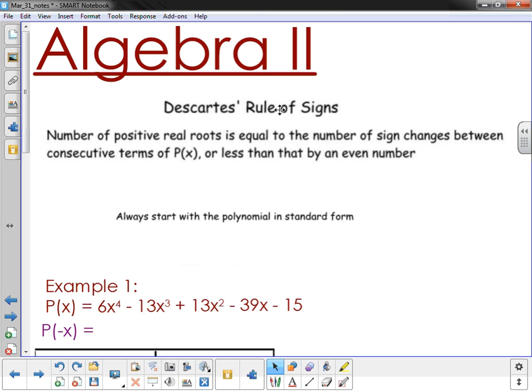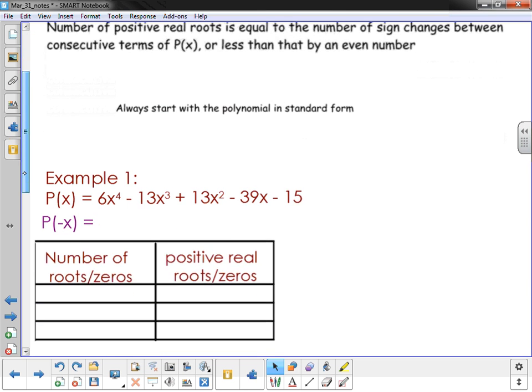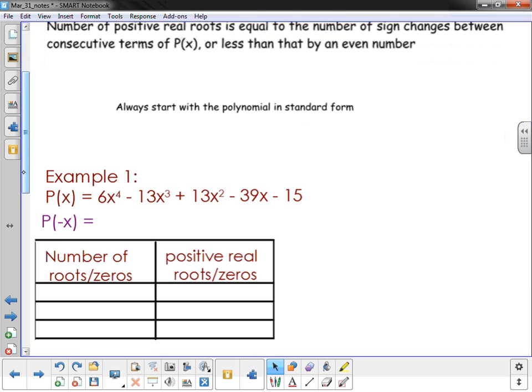So, how do we use this? We always start with a polynomial in standard form. So here I have one down below. I've got p of x equals 6x to the fourth minus 13x cubed plus 13x squared minus 39x minus 15.